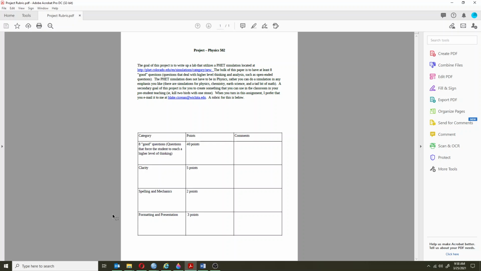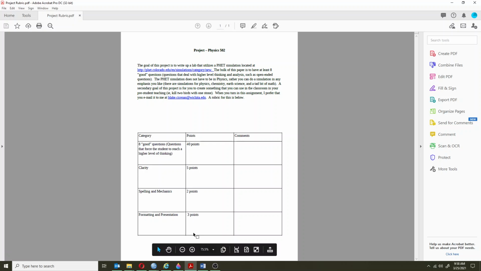So a key to this is you need 8 good questions, basically higher level thinking questions, like an analysis question on the Bloom's scale. It doesn't have to be physics. You can do anything out of the entire choices that you have there. And a secondary goal is that a lot of you are in your pre-student teaching, and sometimes you've used it within your pre-student teaching, so you kill two birds with one stone.